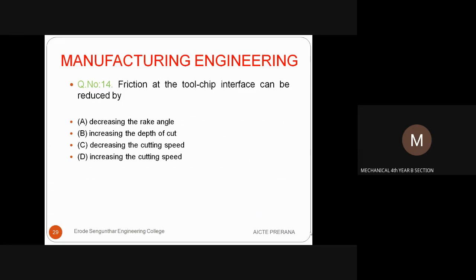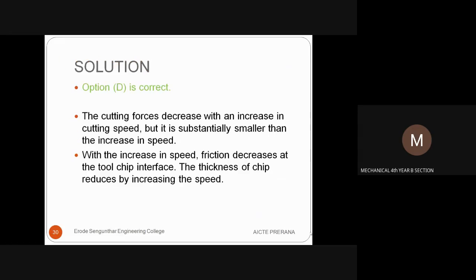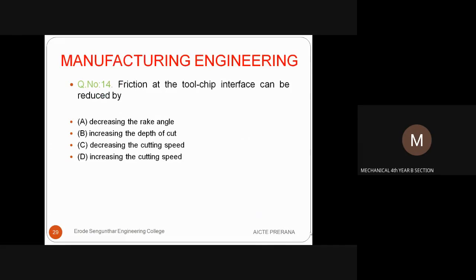When the tool and chip interface, the friction has to be reduced. That is our question. Okay, so let us see the answer and explanation. So option D is the right answer. What is option D? Increasing the cutting speed. It means that the contact area of the tool and the workpiece should be maintained minimum.